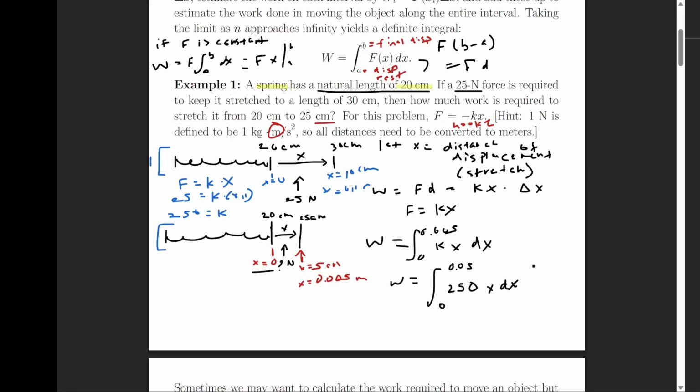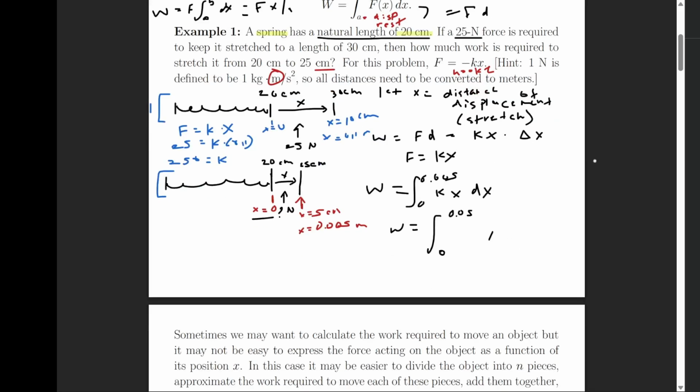And then take the integral of this. I'll move the 250 outside so you can see it better. Take the integral, so we have 250 outside, and x squared divided by 2, and then you evaluate this from 0 to 0.05.